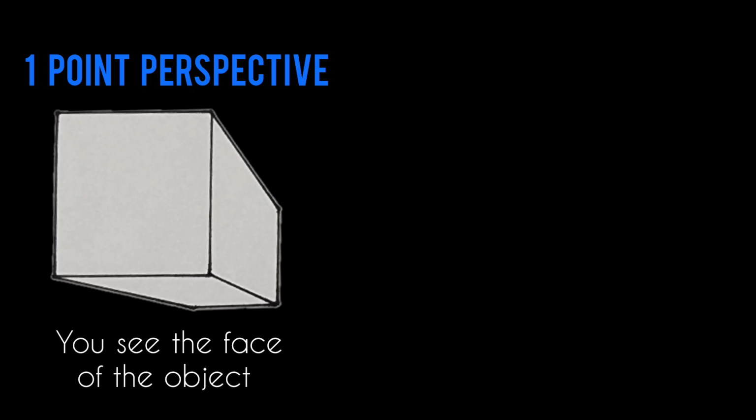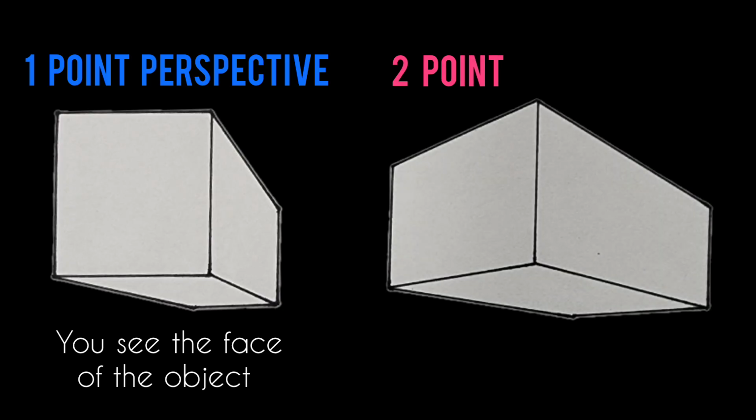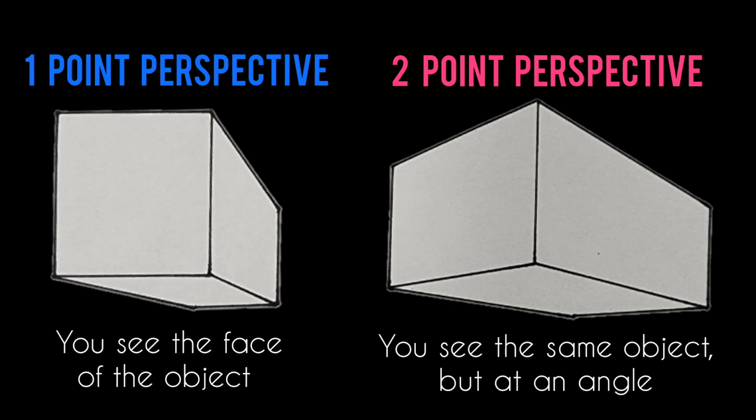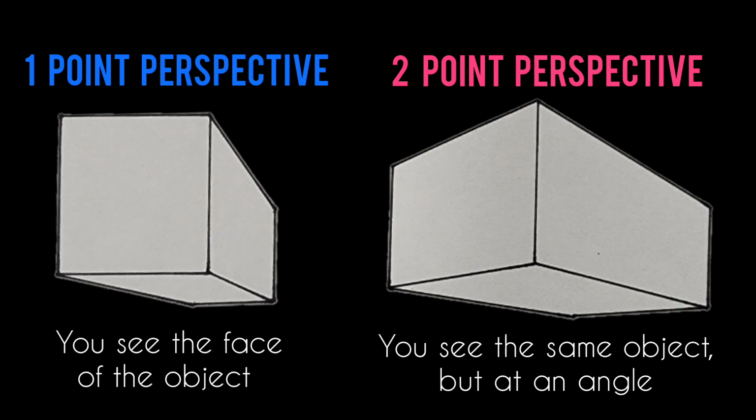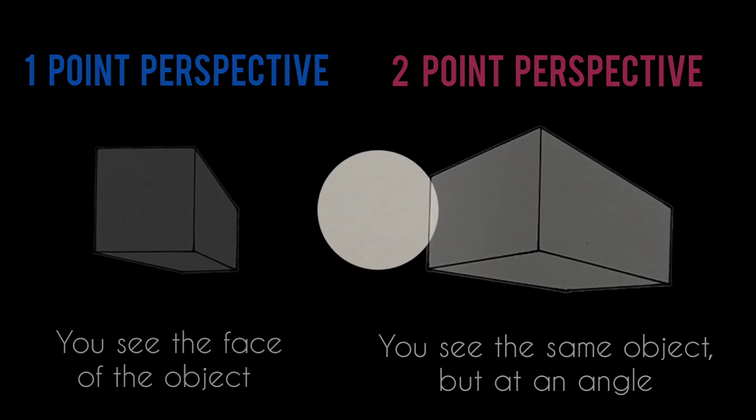In previous videos and demos, we learned about one-point perspective. In one-point perspective, you have one vanishing point and you see the face of the object. In two-point perspective, you take that same object, but you tilt it, and you see that same object at a different angle. You'll see its two sides using two vanishing points.